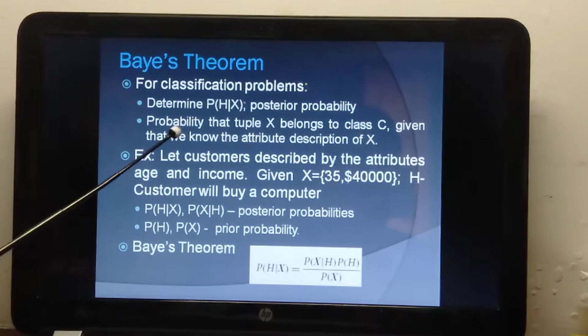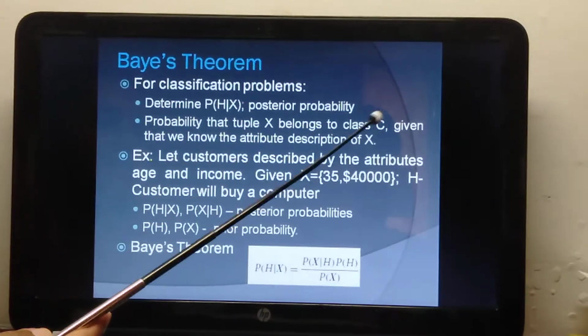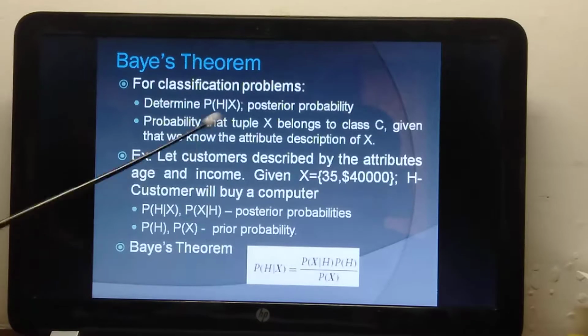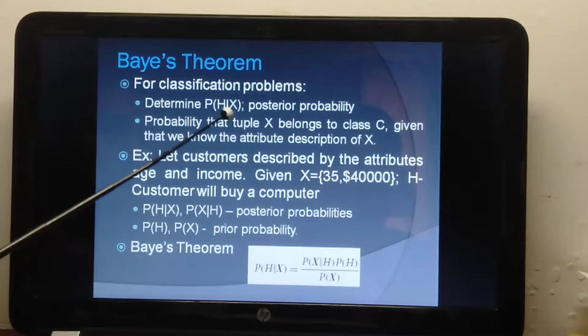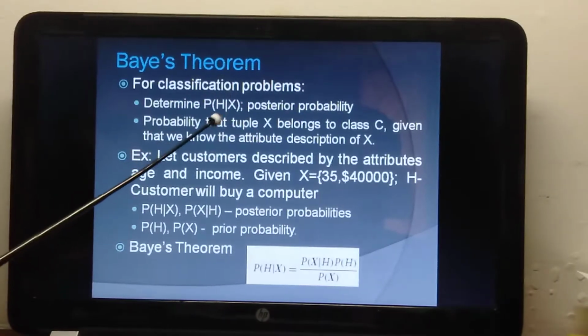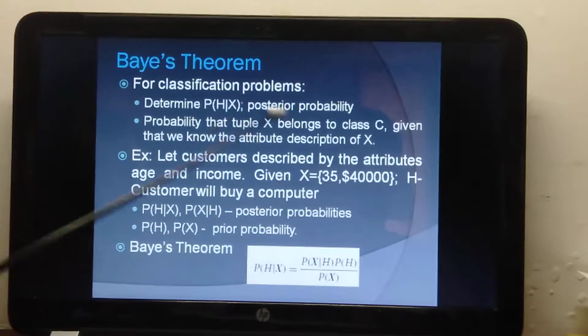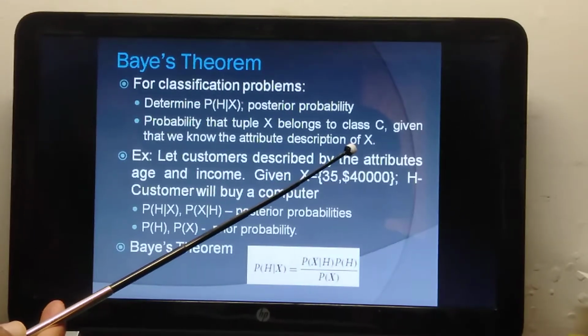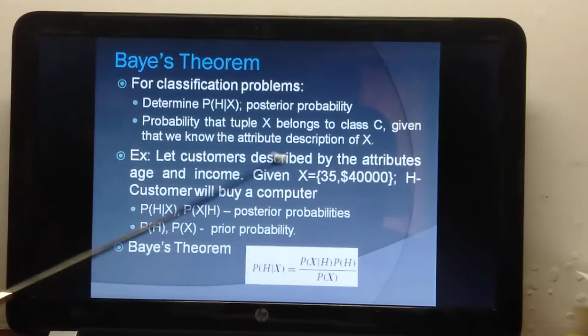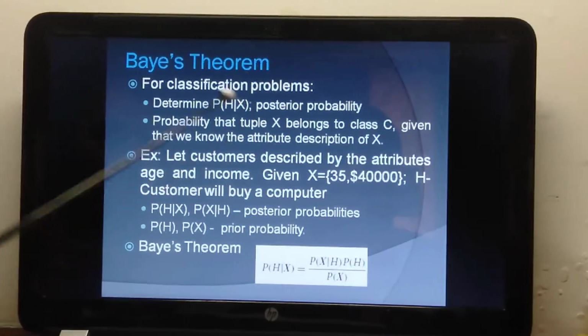The probability that the tuple X belongs to a class C, given that we know the attribute descriptions of X. That is what we are going to find out using Bayes classification.